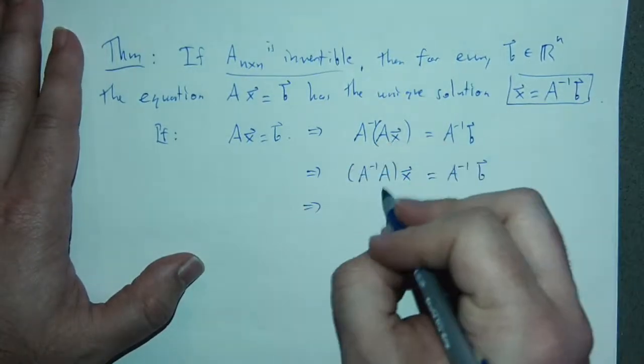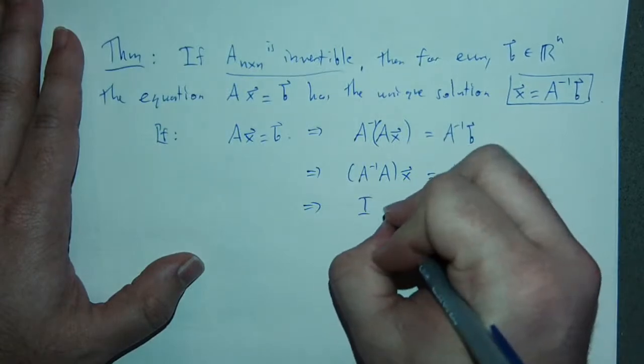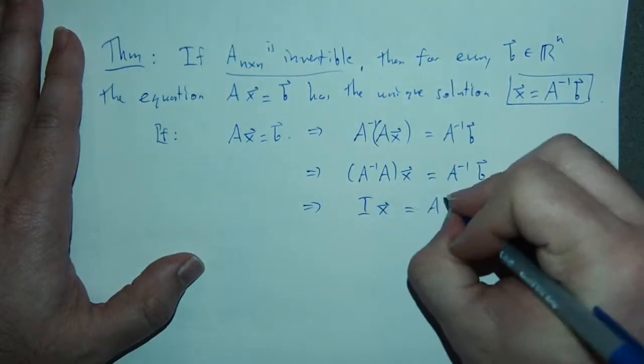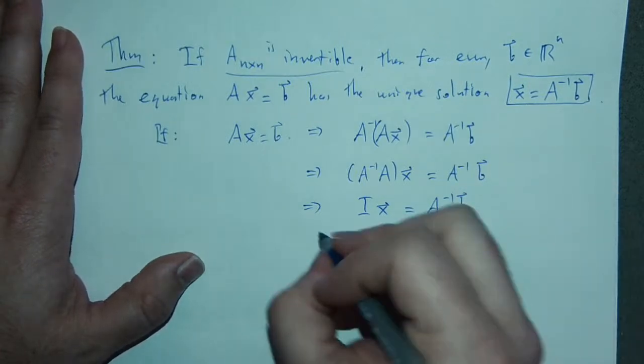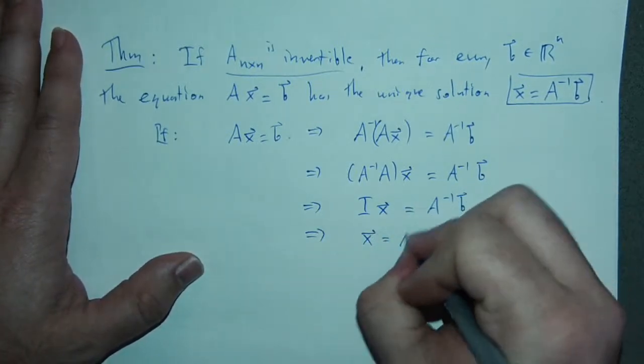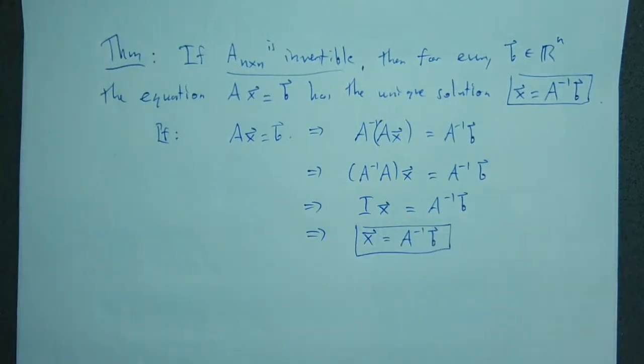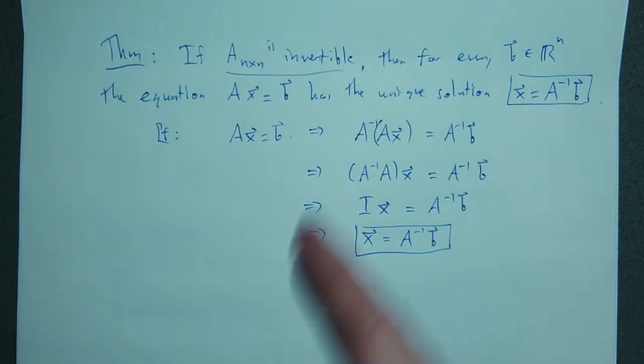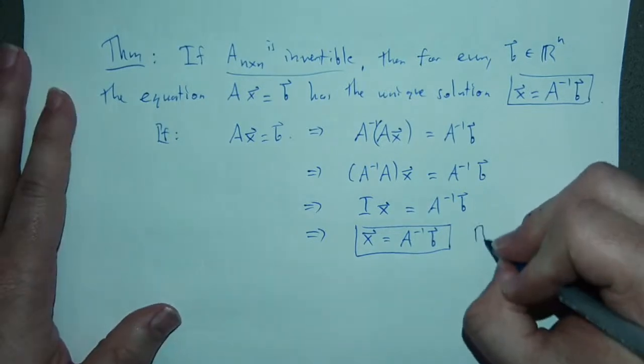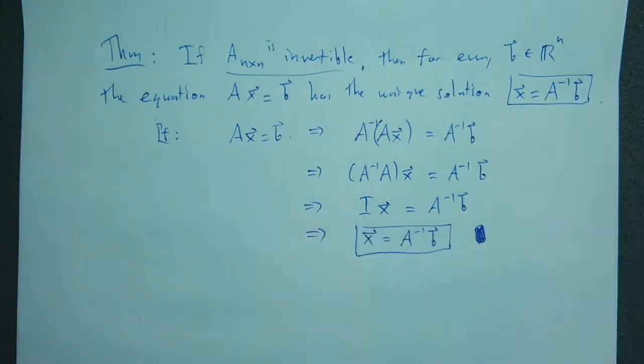And A inverse times A is the identity matrix. So this is the identity matrix times x is A inverse times B. What's the identity matrix times a vector? Well, of course, it's just the vector itself. So this is exactly what you get. In fact, you can go backwards here. So not only do you have existence, you got uniqueness. You could turn all those arrows into double-headed arrows if you wanted to. All right, so that's a nice fact. This should tell you that being an invertible matrix is nice.